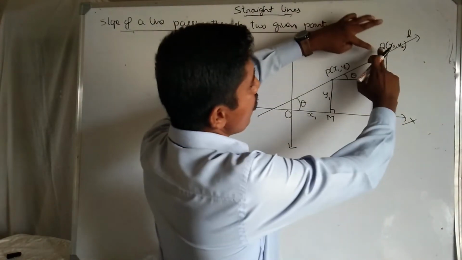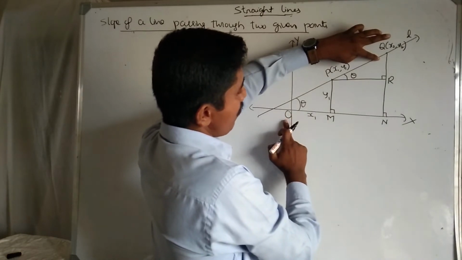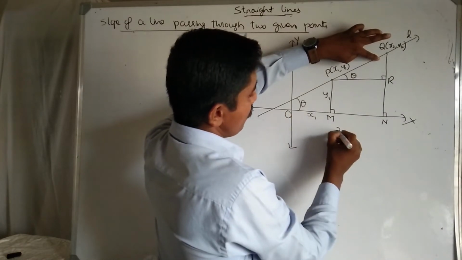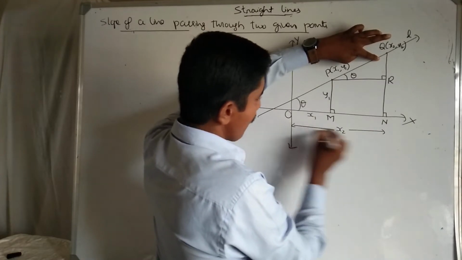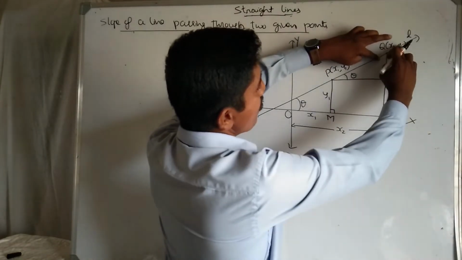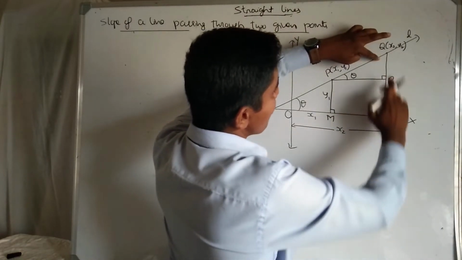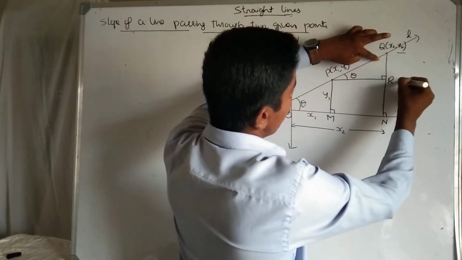Next, Q point coordinates x2 comma y2. Here x2 means the perpendicular distance from your y-axis to N. This is x2. And y2 means the perpendicular distance from x-axis to point Q. This is y2.